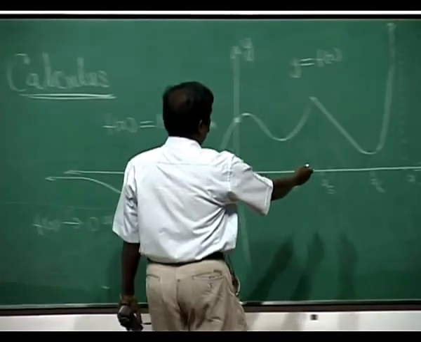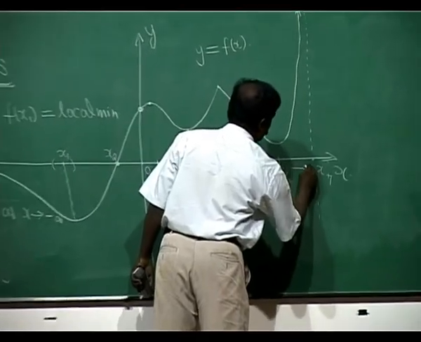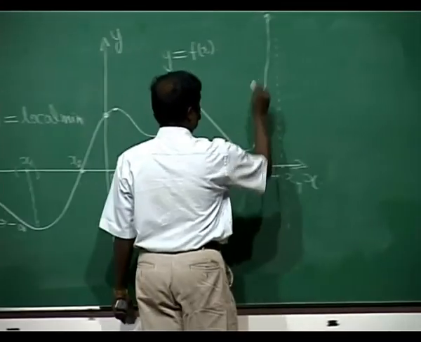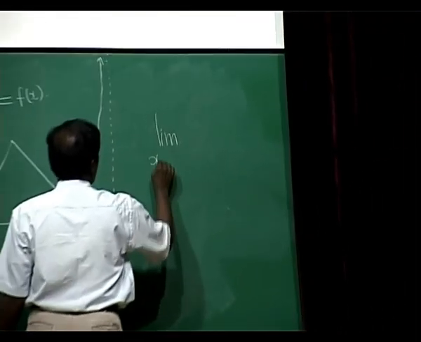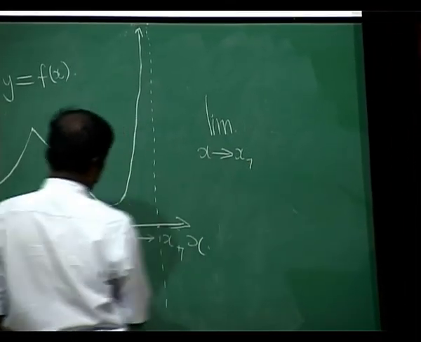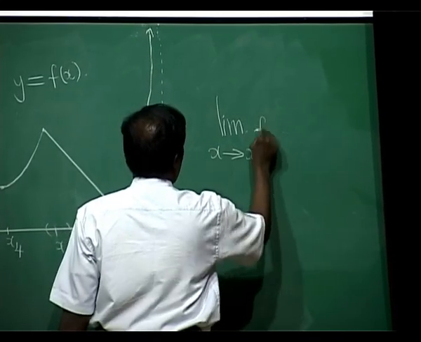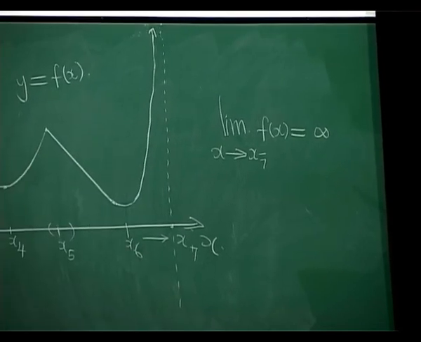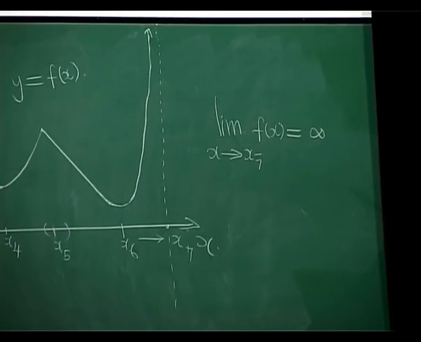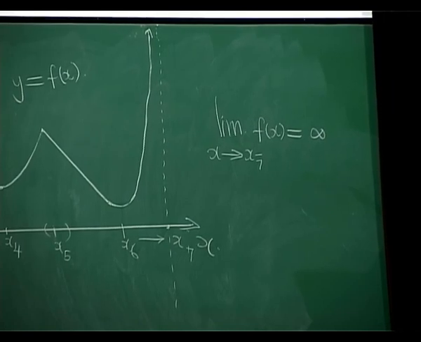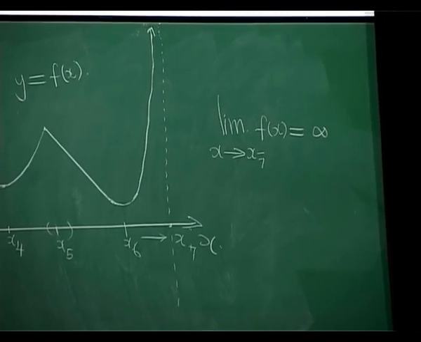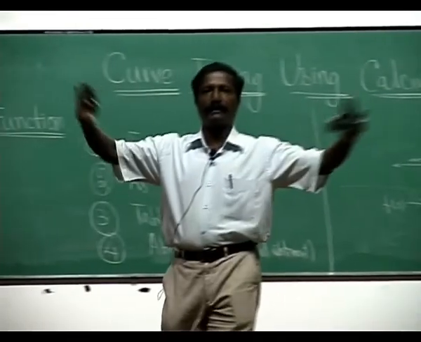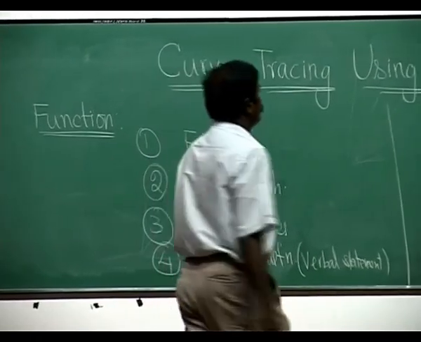And then we have a local minimum here, and as x approaches x7 from the left-hand side, f of x, from the graph, is going to plus infinity. So if a function is given in graph form, we are able to extract important information about the function, and hence we understand almost the full nature of the function, isn't it? All right.